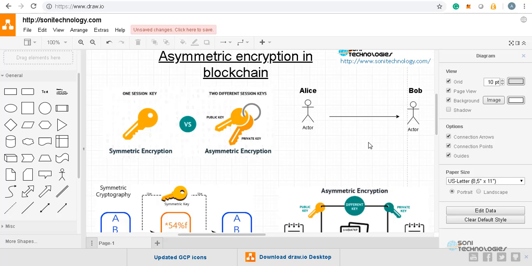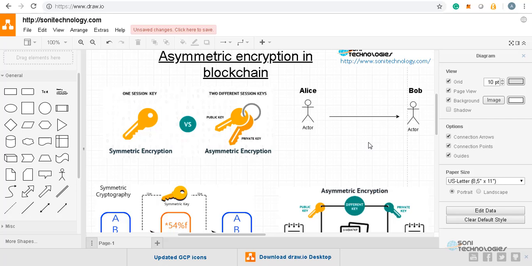In this lecture, we will discuss asymmetric encryption in blockchain. But before that, we will first try to understand what public keys and private keys are. Public key and private key are a part of encryption that encodes the information. A public and private key pair helps to encrypt information, which ensures data is protected during transmission.